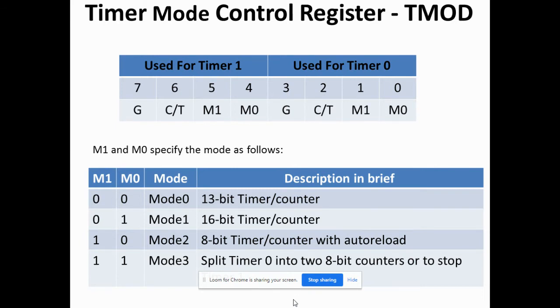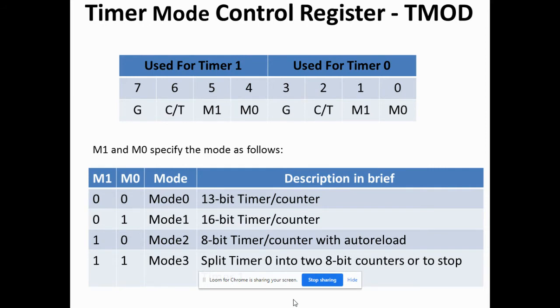Mode 0 is 13-bit timer counter mode, where THX with TLX can be used as 5-bit prescaler. Here X stands for the timer number. If you are using timer 0, these registers will be called as TH0 and TL0 registers. When you are using timer 1, these registers can be called as TH1 and TL1. For selecting mode 0, M1 M0 bits should be set to 00 respectively.